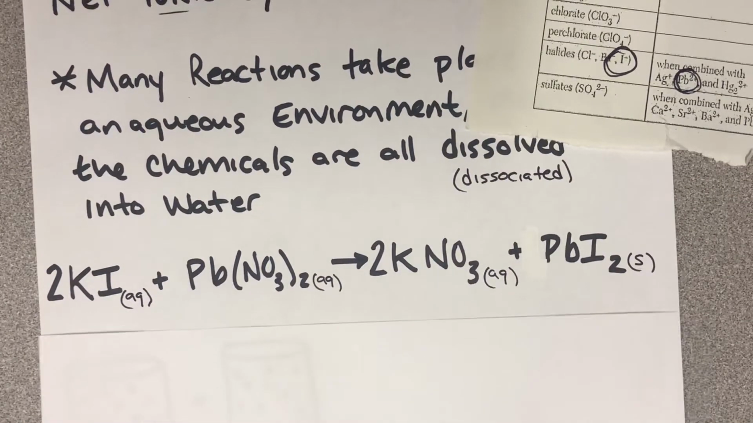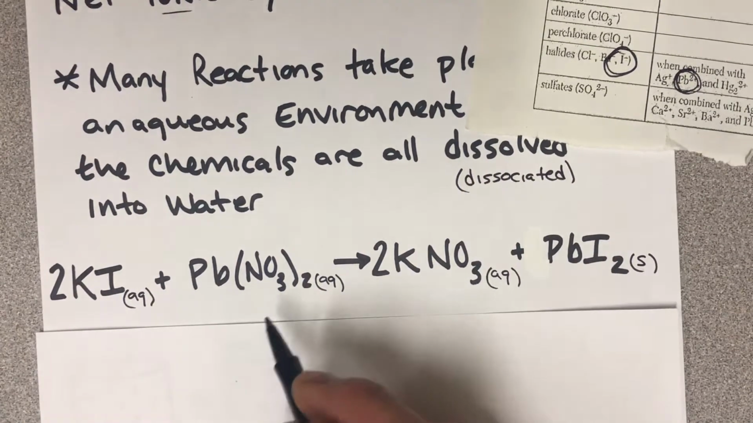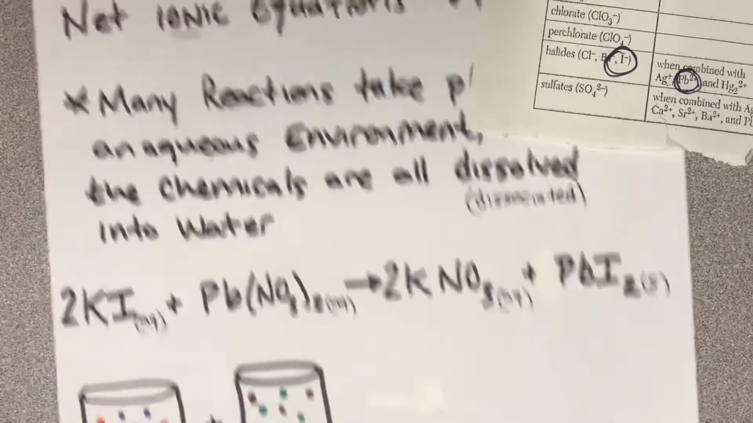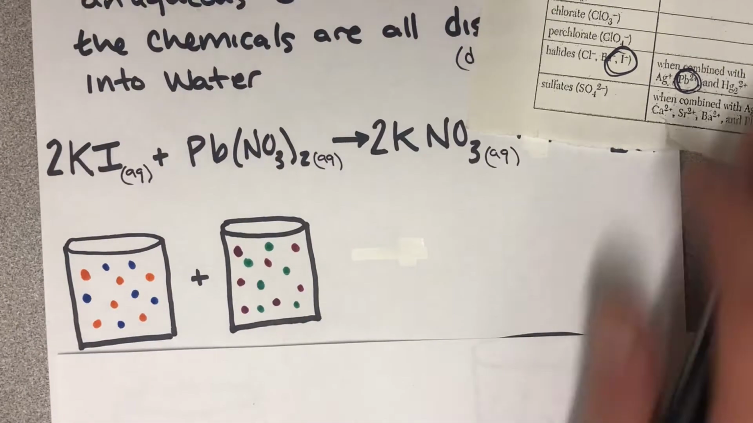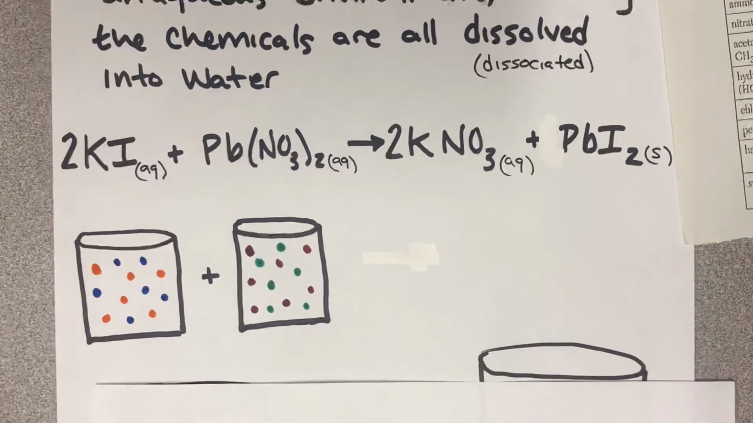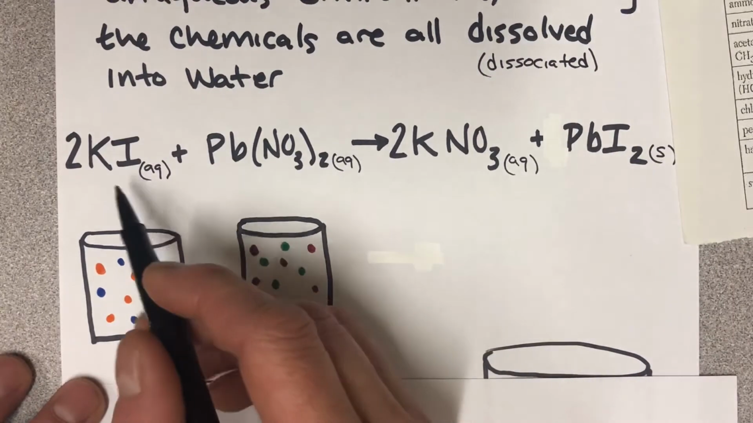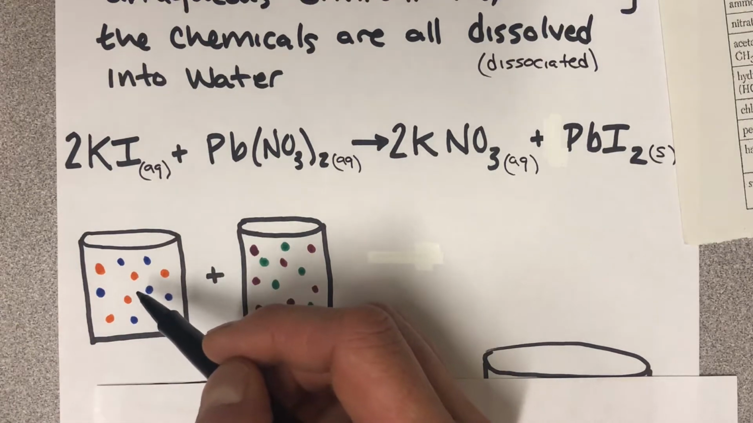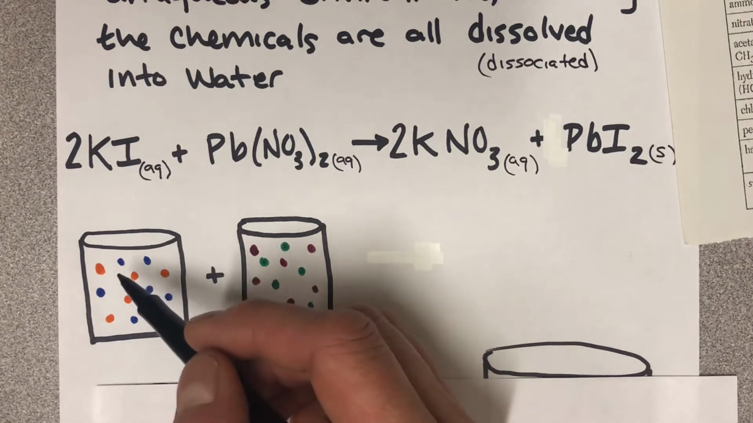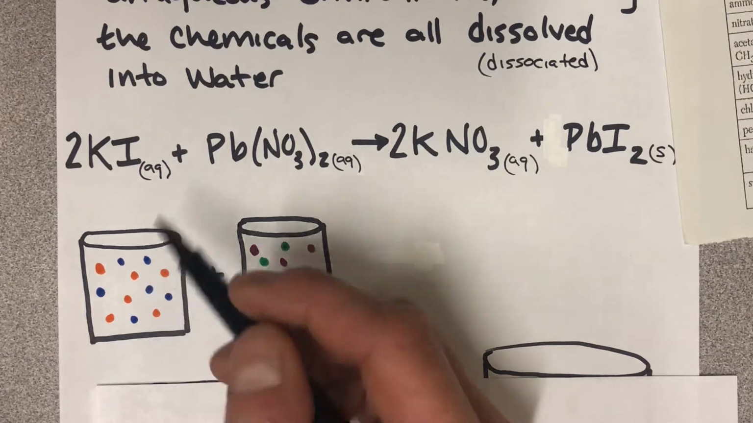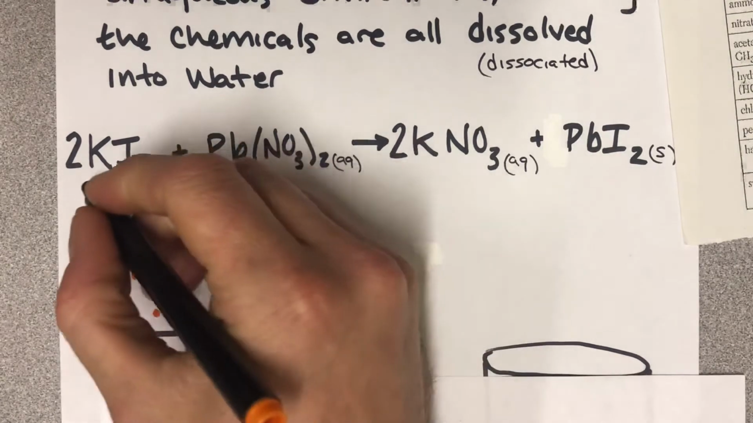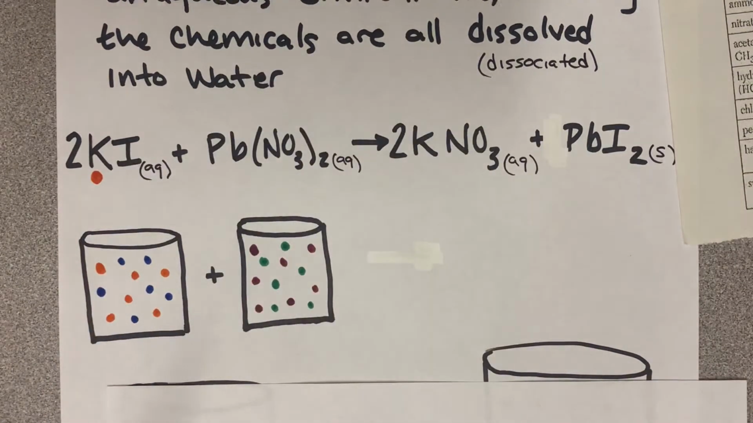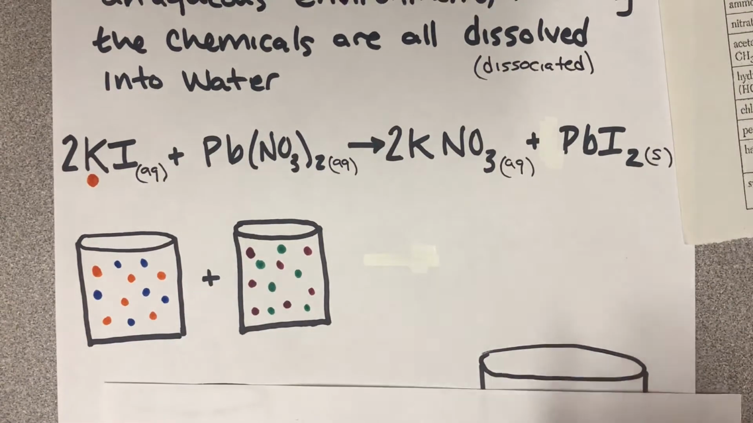So really, when we put these aqueous chemicals together, what we're really looking at is something like this. So I hope the color comes through on this okay. So what we've done here is put solid potassium iodide into water, and that breaks those ions apart. So I've got orange and blue dots here. Let's say that the orange represents the potassium and the blue represents the iodine. Okay.